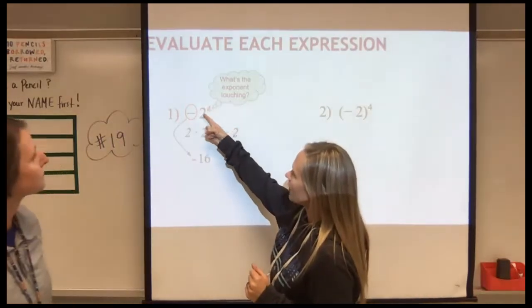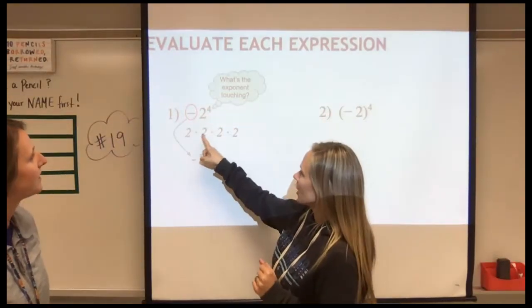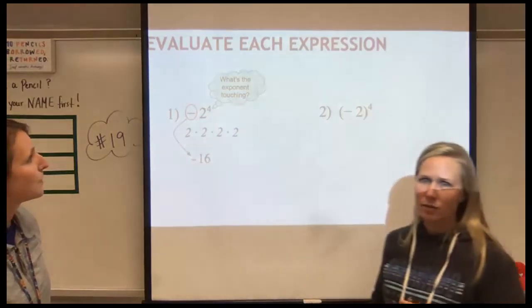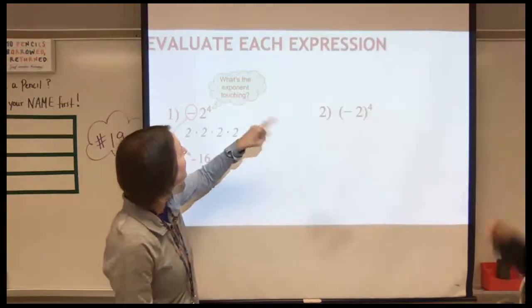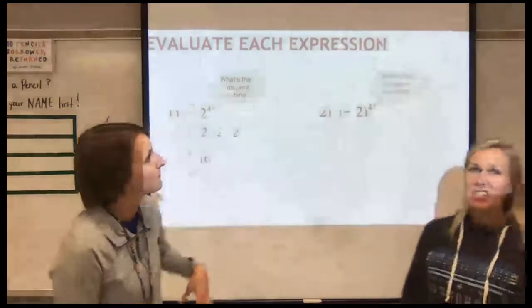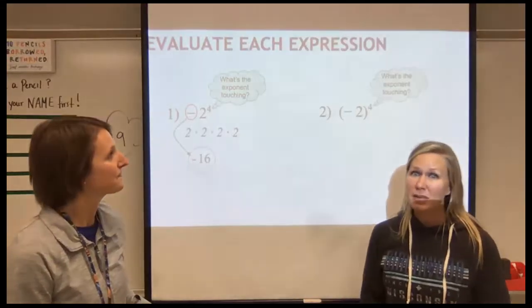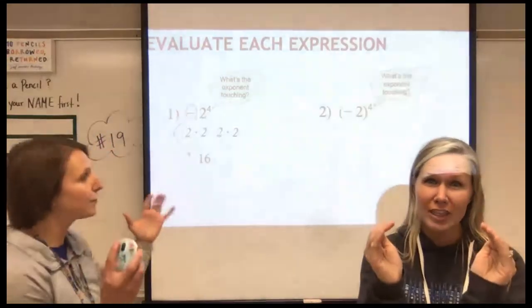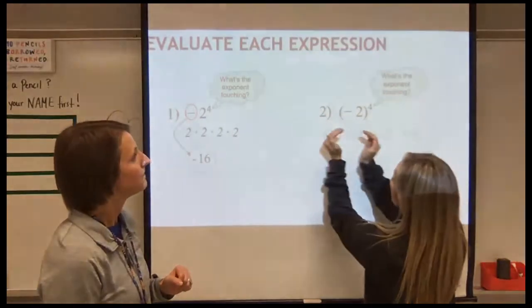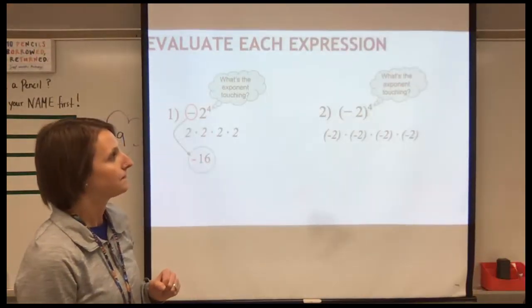That 4 is only applying to the 2. So 2 times 2 times 2 times 2, and then just bring down that negative sign. Bring down that opposite. Whereas this one, if I think about what the exponent is touching, it's touching the parentheses this time. So that means it's going to apply to everything in the parentheses. The whole thing. So we're really going to have -2 times -2 times -2 times -2, right?